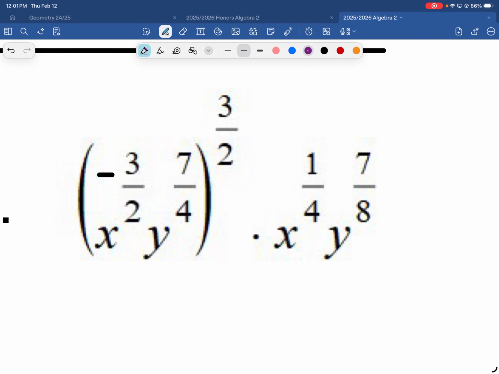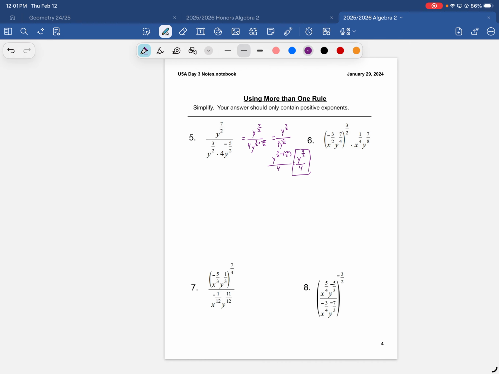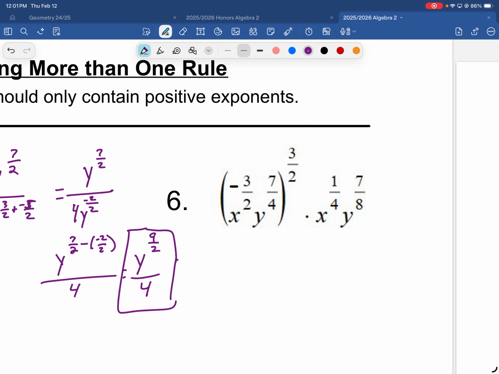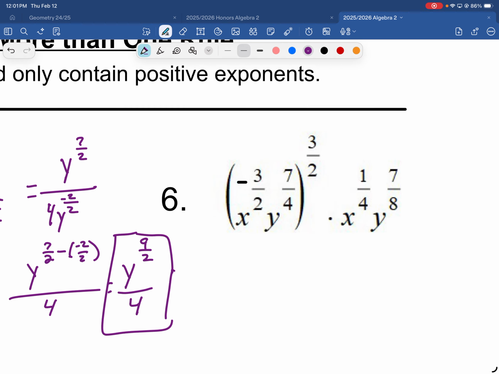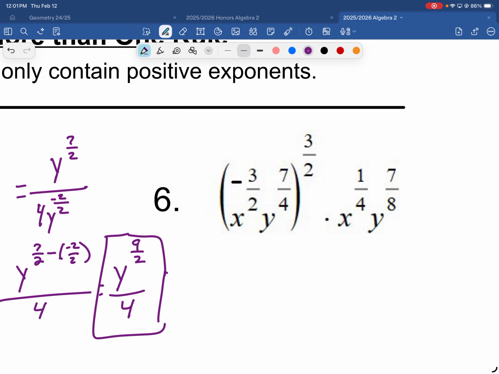Okay. Next one. Got a couple more that we're going to do. Actually, 2 more that we're going to do. Give you a couple seconds to write this down.